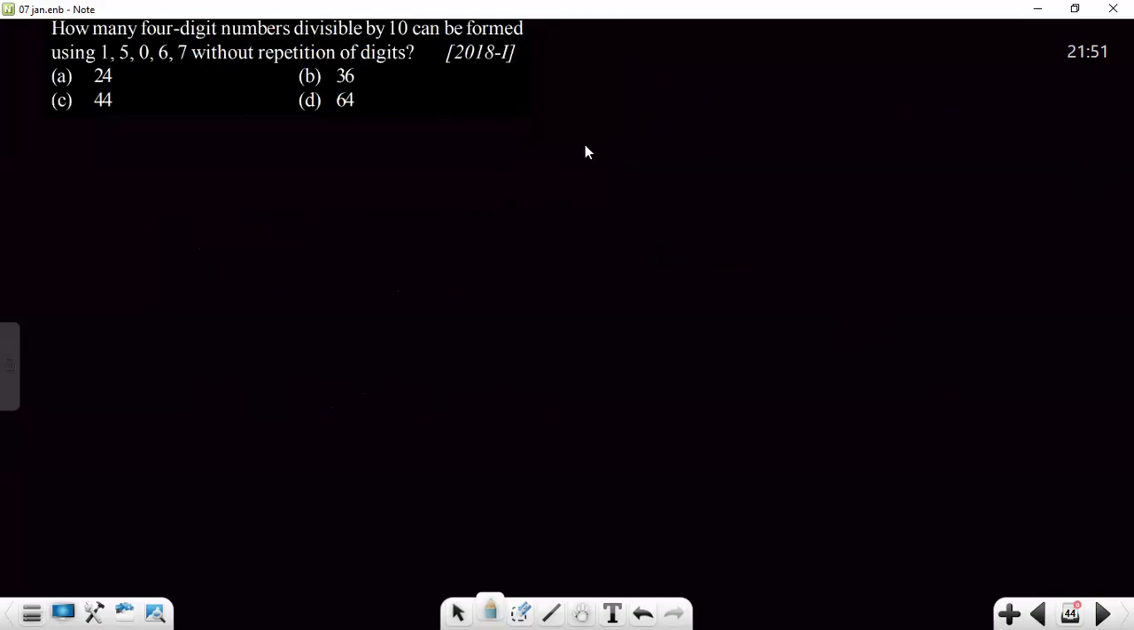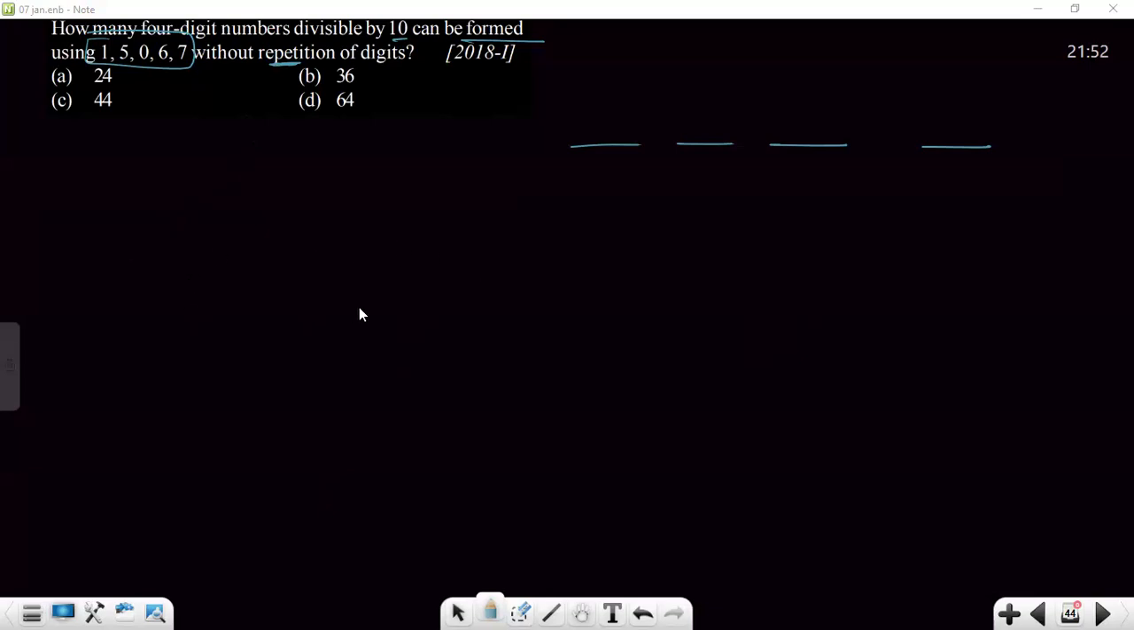Next question: how many 4-digit numbers divisible by 10 can be formed using digits 1, 5, 0, 6, 7 without repetition of digits? Now, please tell me what is the divisibility rule of 10, or how should we check whether any number is divisible by 10 or 100 or 1000? Tell me. Please respond fast.